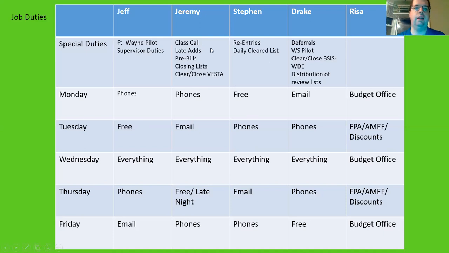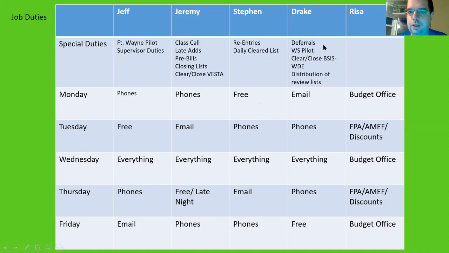And he's got the class call, emails, late ads, pre-bills, closing lists, and working with the VESTA students. Remember, of course, he's got the most seniority and expertise in his position. Then you have Steven, who has the special responsibility of re-entries in the cleared list. And he goes free day phones, everything, email, phones.